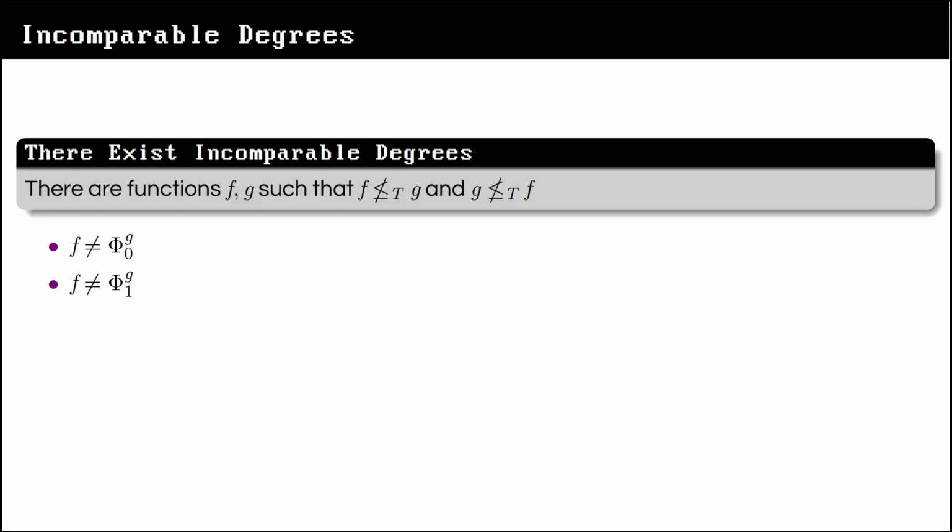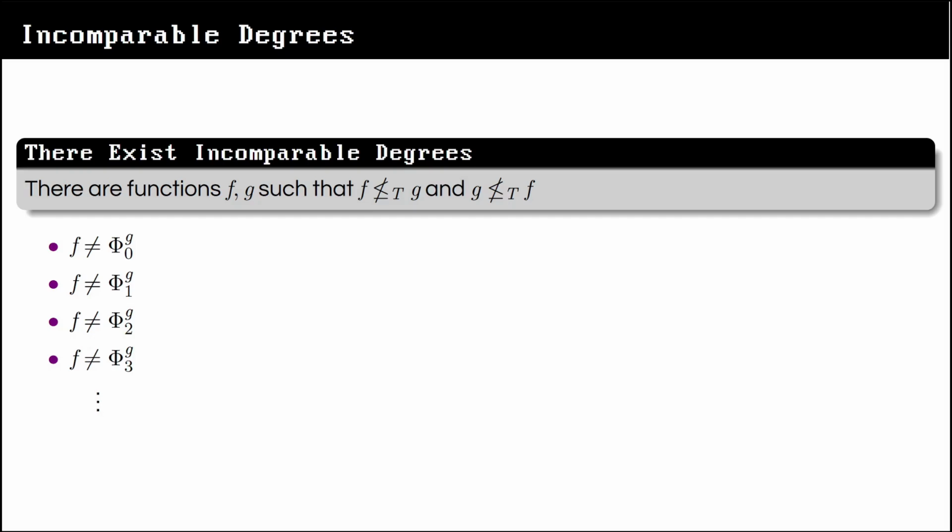And we need to make sure that f is not given by the first program with oracle g, and so on and so forth. Together, all of these conditions will ensure that f is not given by any of the computer programs with access to oracle g.